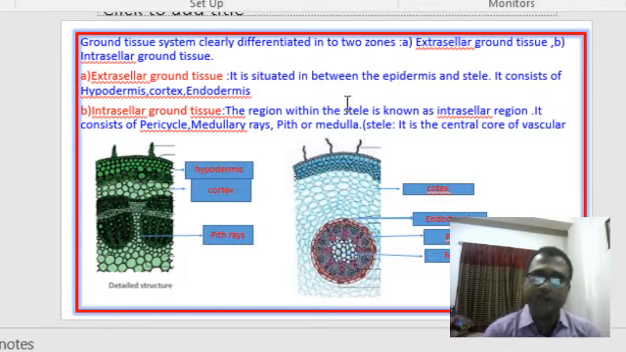That means hypodermis, cortex, and outside of the pericycle. That region is known as extrastelar ground tissue. It consists of hypodermis, cortex, and endodermis. That means this portion, hypodermis, cortex, and outside of the pericycle, that means endodermis. From this region to that region.